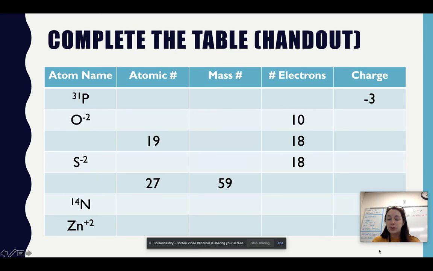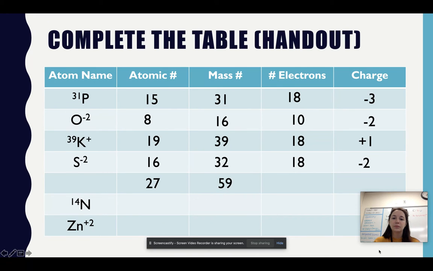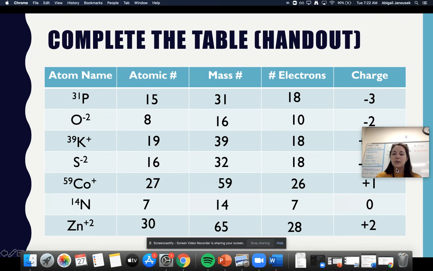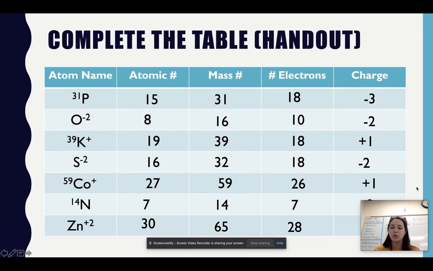This is an example that we did in class, so please take the time to actually do this if you need the practice. However, here are the answers. You can kind of tell the bottom one is 0 and the bottom charge is +2.